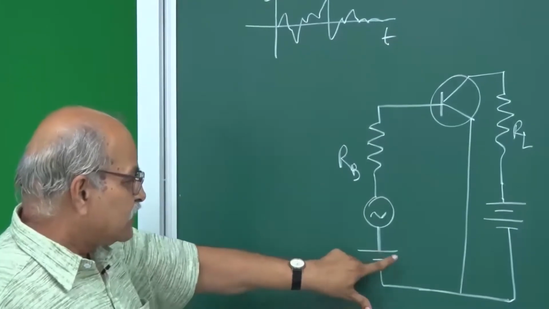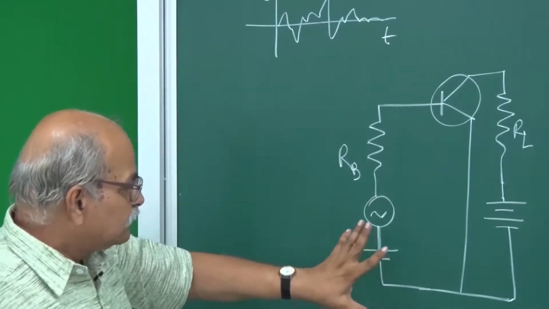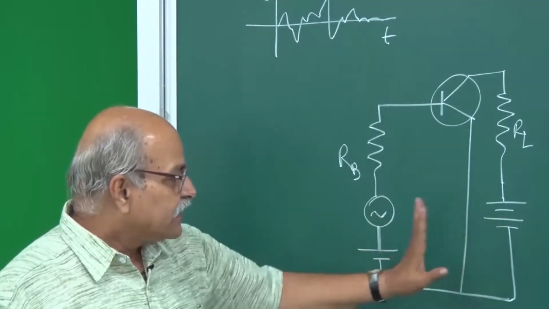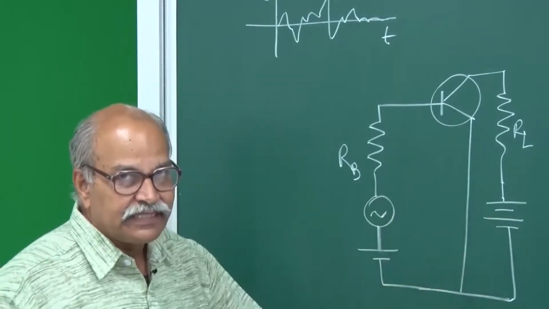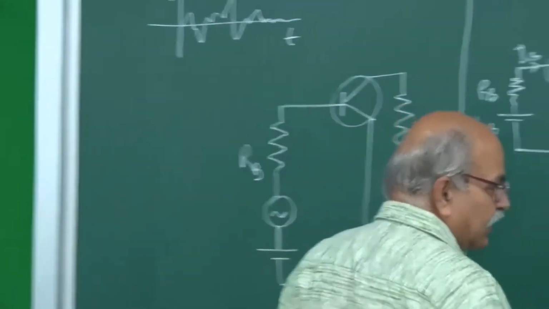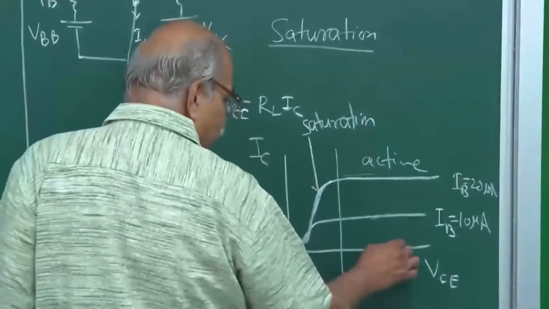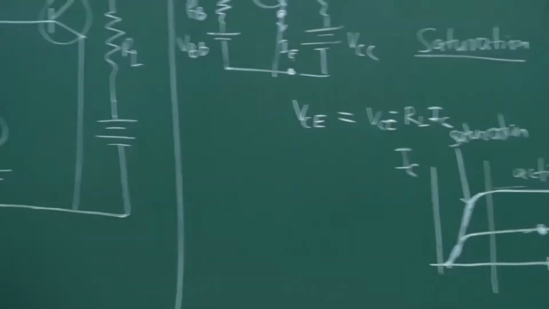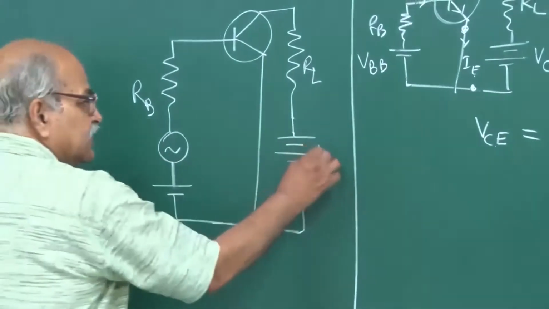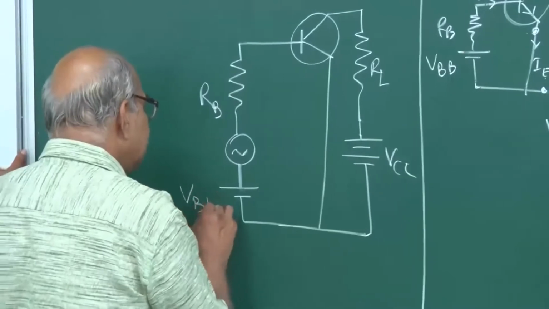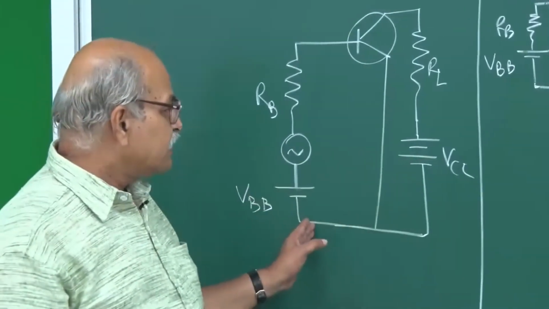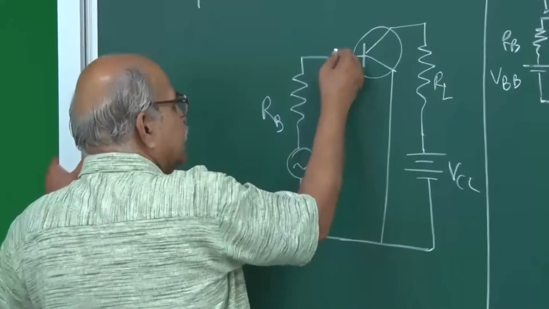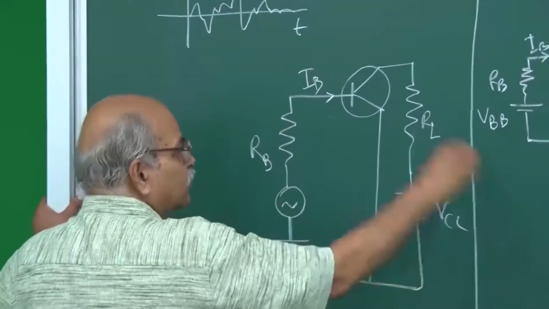This biasing voltage is there, and you have chosen this biasing voltage here and here in such a way that you are well in the active region. So in this diagram, let us say when there is no signal, we are somewhere here. That means when this signal is 0, then this VCC and this VBB have such values that the base current is, this is the base current, say 10 microamperes.